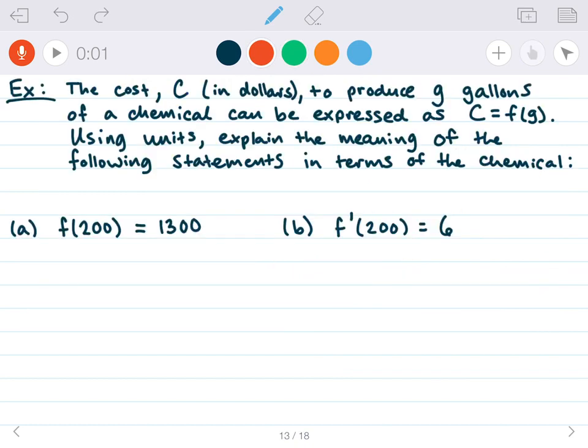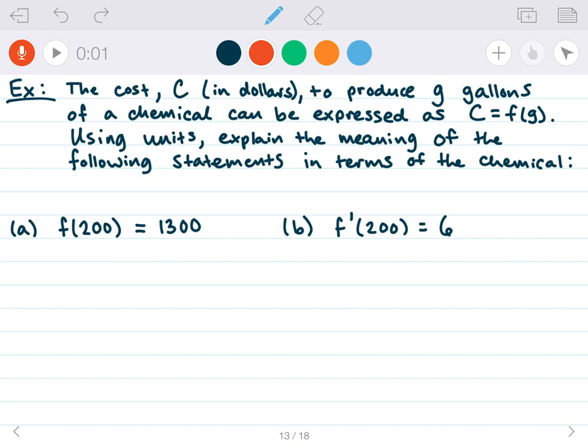Hey guys, in this video I want to do some examples where we're interpreting the derivative by using Leibniz notation. So the cost C in dollars to produce G gallons of a chemical can be expressed as C equals F of G. Using units, explain the meaning of the following statements in terms of the chemical. So the first one is F of 200 equals 1300, and the second one, we're talking about derivatives, F prime of 200 equals 6.